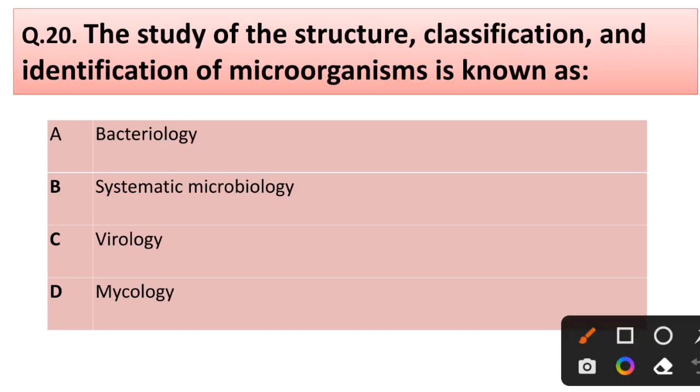Question number 20. The study of structure, classification and identification of microorganisms is known as bacteriology, systematic microbiology, virology, mycology. Correct answer is option B, systematic microbiology.